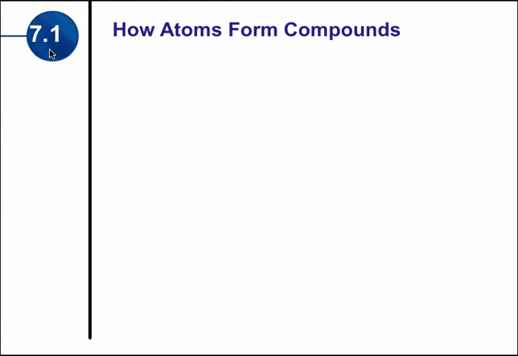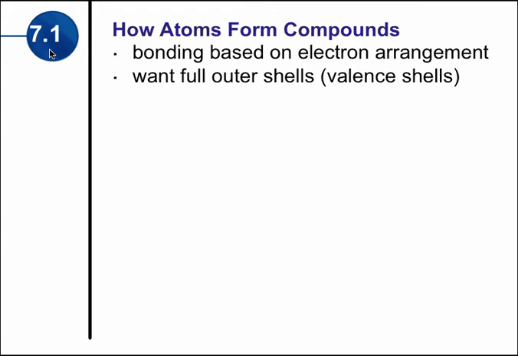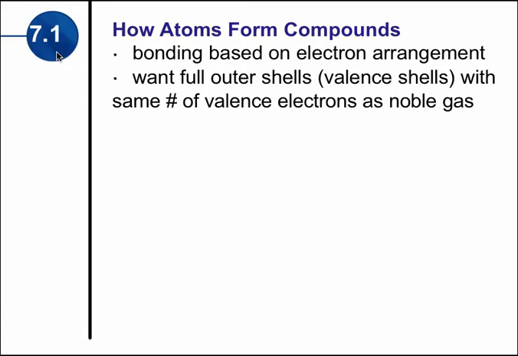Well, how do we get these compounds? How do atoms form compounds? Well, first of all, it's based on the electron arrangement. And the electrons, and especially the electrons in the outer shell, determine the arrangement. Because a compound wants to have outer shells that are filled. And those outer shells are what we call the valence shells. And those outer shells want to be filled with the same number of valence electrons as the nearest noble gas.